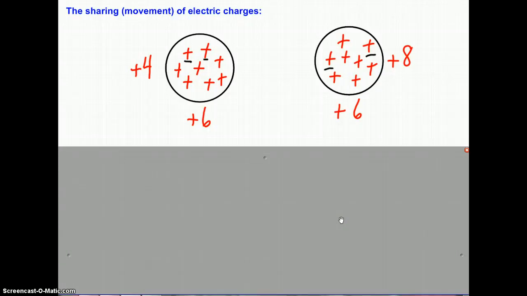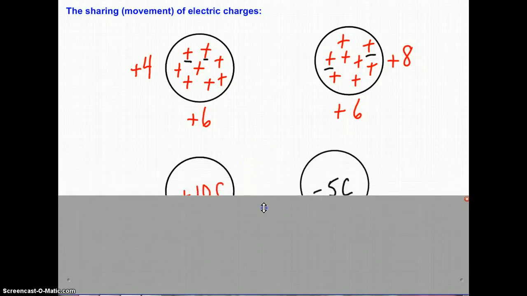Can you figure out a way to determine what the net charge on each would be without individually moving electrons? Well, if you said that the charge that will result on each is the average of the charges of either, then you would be correct. Positive 4 plus positive 8 is positive 12, divided by the 2 objects that were touched is positive 6.